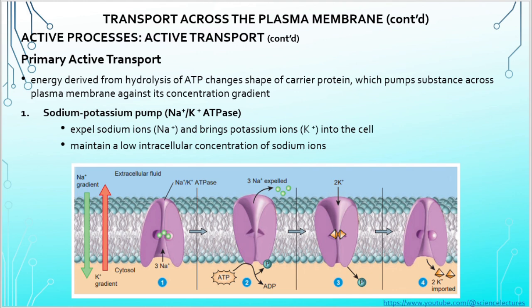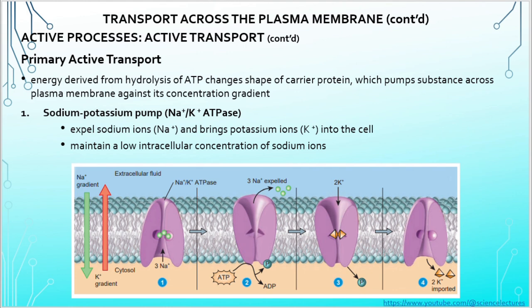The most prevalent primary active transport mechanism expels sodium ions from cells and brings potassium ions in. Because of the specific ions it moves, this carrier is referred to as the sodium-potassium pump. Because a part of the sodium-potassium pump acts as an ATPase, the enzyme that hydrolyzes ATP, another name for this pump is the sodium ion potassium ion ATPase. All cells have thousands of sodium-potassium pumps in their plasma membrane.